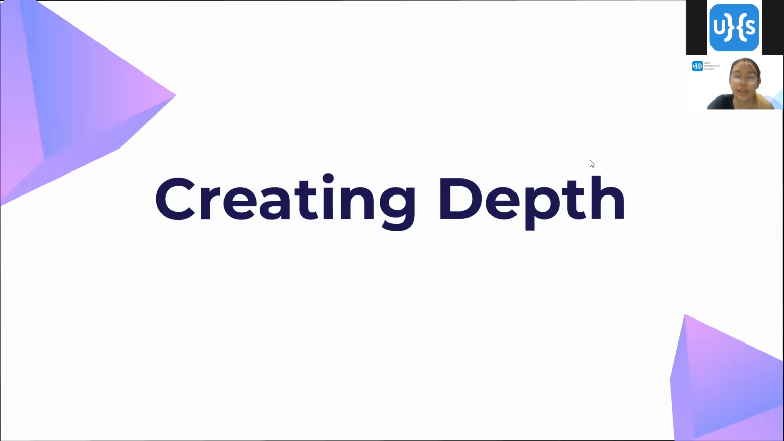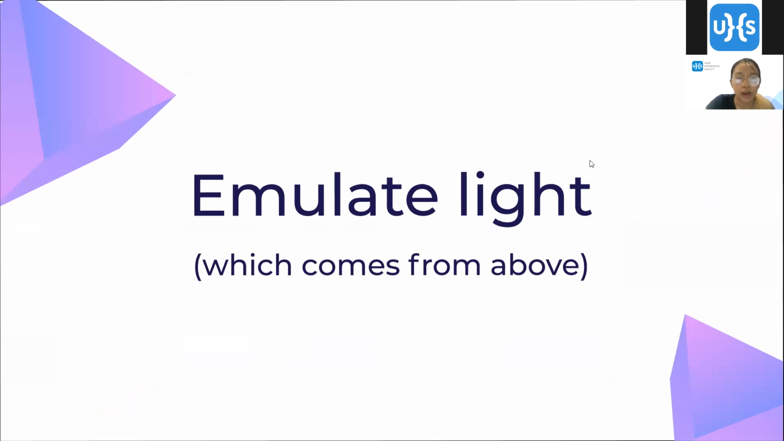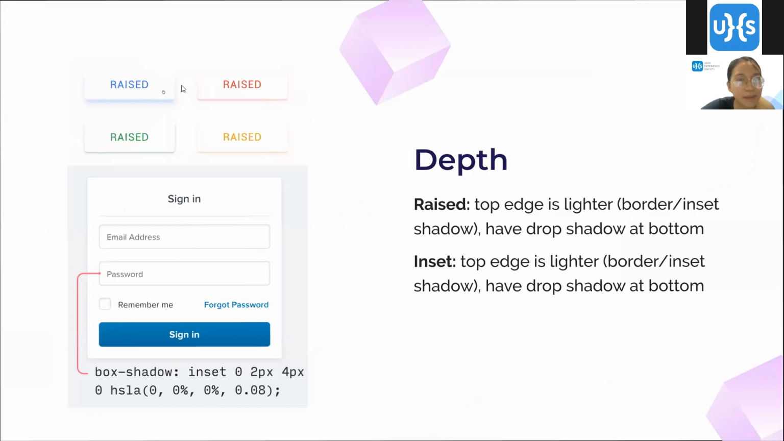So how can you create depth in your interface? The main rule you should consider is that you should emulate natural light coming from above. There are two ways of portraying this. You can do it in a raised way, as you can see in this top picture, where the light is up here and the shadows are at the bottom, and because of this, it seems more elevated to the user.